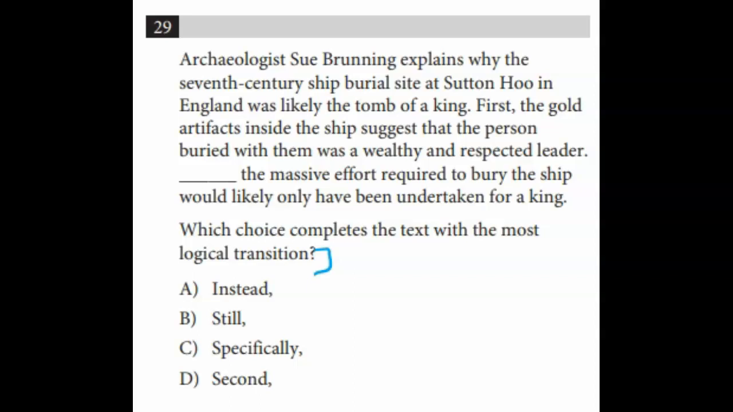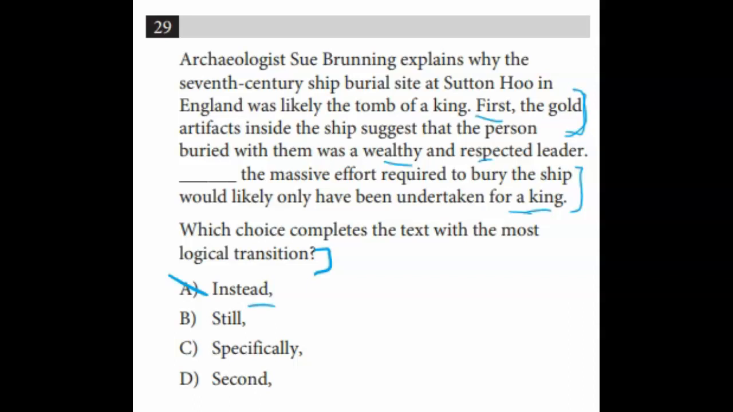All right, so let's look. Instead, the massive effort required to bury the ship would likely have been undertaken for the king. No, because that's implying that this sentence is an alternative to the previous information. That's not true because I think it's just elaborating on the fact that first the gold artifacts made him a wealthy, respected leader. Instead, the massive effort required would have been undertaken for a king. No, because these are the same ideas, just two different examples, and instead would imply that this would mean something different, which it doesn't. So A's out.